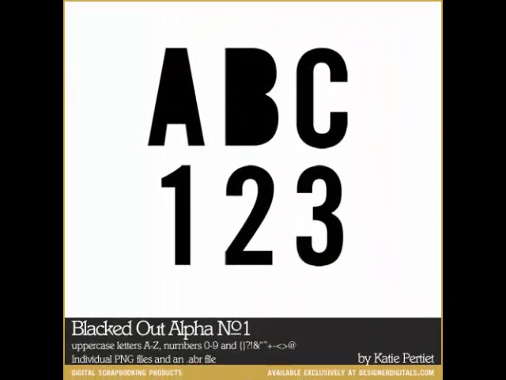In this tip, we'll explore two ways to punch out titles from background papers and page elements like mats and photos. We'll be using Katie Petit's Blacked Out Alpha number 1, which is perfectly suited to this technique. Feel free to experiment with other alphabet sets to get the right look for your digital project.